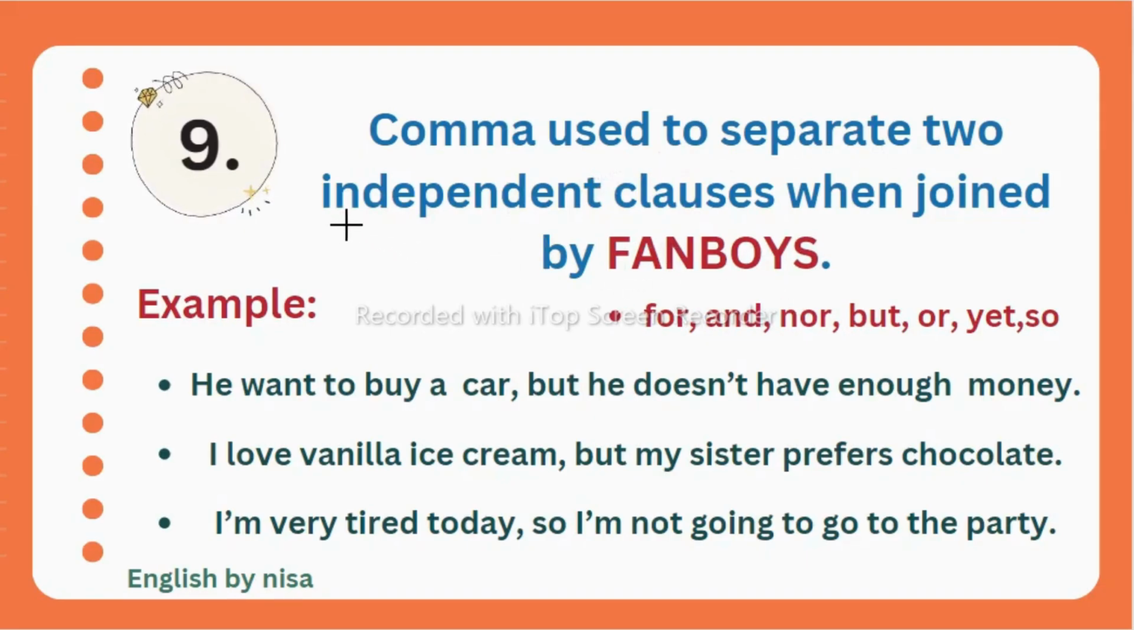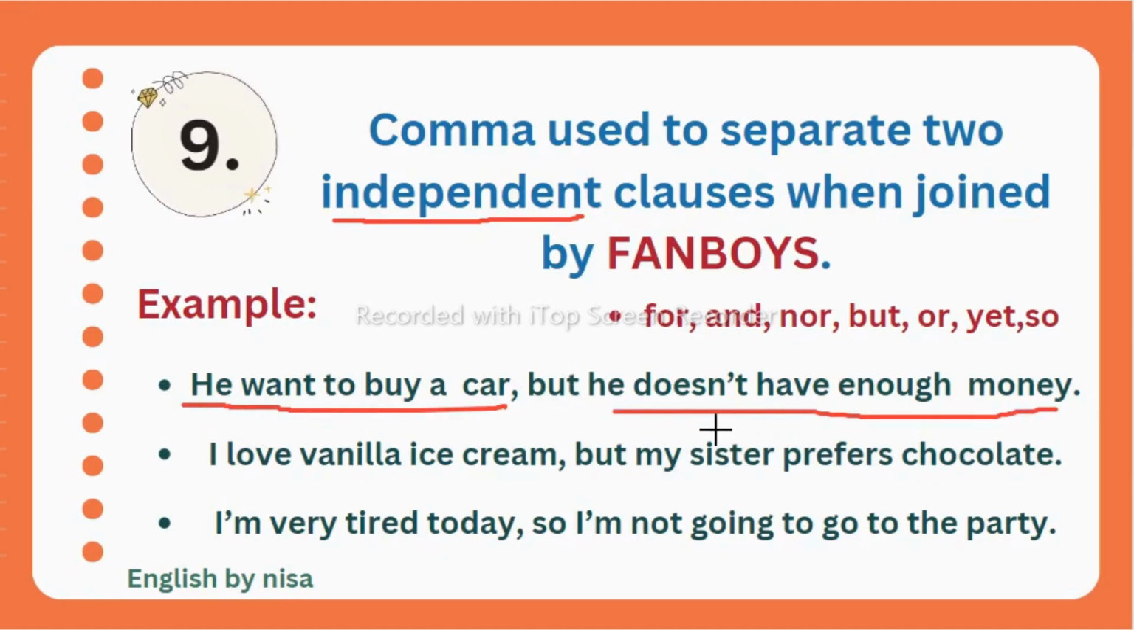Now what are independent clauses? Independent clauses are clauses which can independently give meaning to you. For example, if you read this: He wants to buy a car. Now it is an independent clause, meaning it is giving a complete thought. He doesn't have enough money. It is also an independent clause because it is also giving a complete thought. But when we want to add these two clauses together, then we have to use a conjunction.